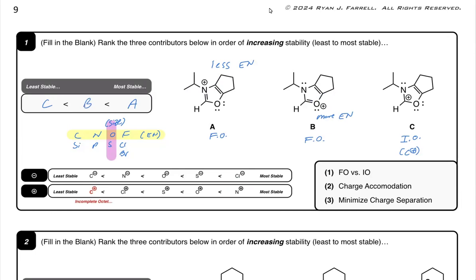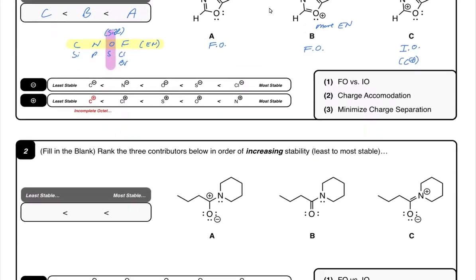Now, if we were looking at a negative charge, notice that oxygen negative would be more stable than nitrogen negative. A more electronegative atom balances a negative charge better, but a more electronegative atom would balance positive more poorly. Less electronegative atoms balance the positive better, with the exception, of course, of carbocations, which are incomplete octet atoms.